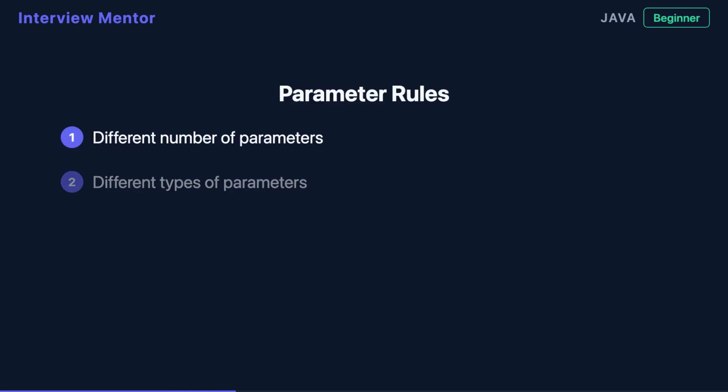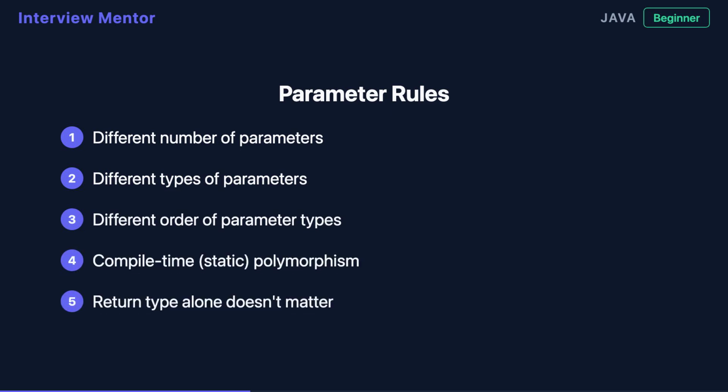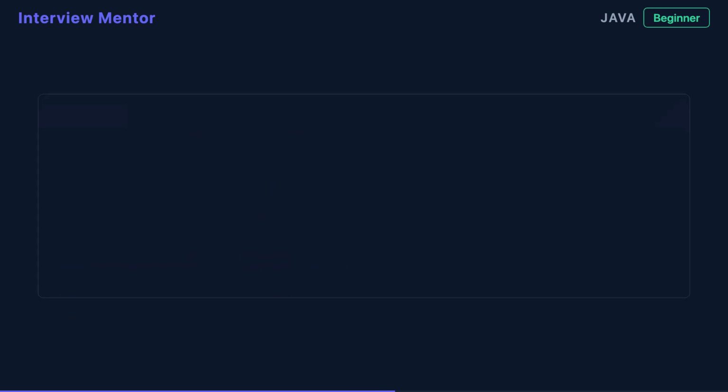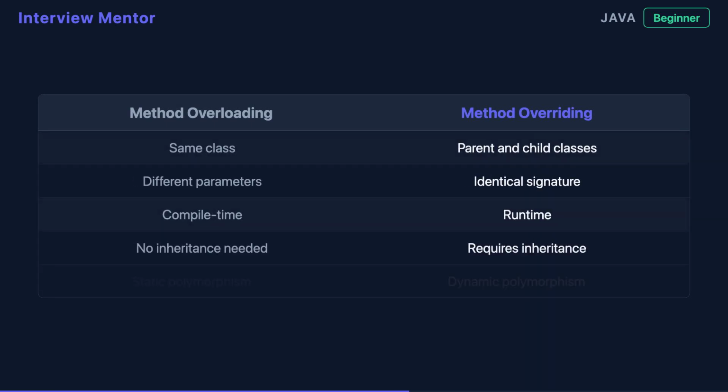For overloading to work, methods must differ in their parameter list. This can be the number of parameters, the type of parameters, or the order of parameter types. Critically, this happens at compile time, making it a form of static polymorphism. The compiler decides which method to invoke before your program even runs. Return type alone doesn't count. Only parameters matter.